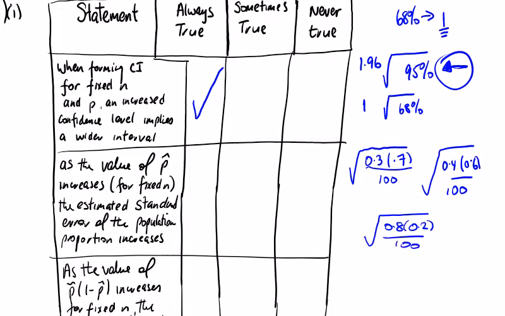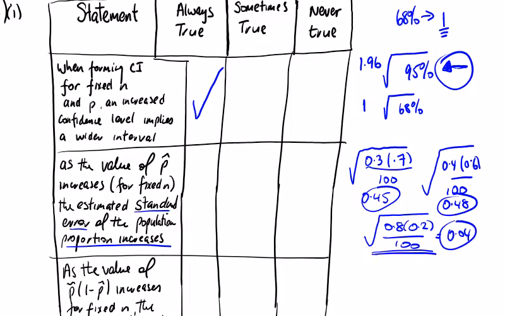So typing these 3 into your calculator, you're going to get 0.045 for this one. For this one, you're going to get 0.048. So we can say yes, standard error increases. But if we type this one into our calculators, we're going to get 0.04. So actually, it's not always true. We've just proven that. It's definitely not never true, because we've shown that here. So this one has to be sometimes true.